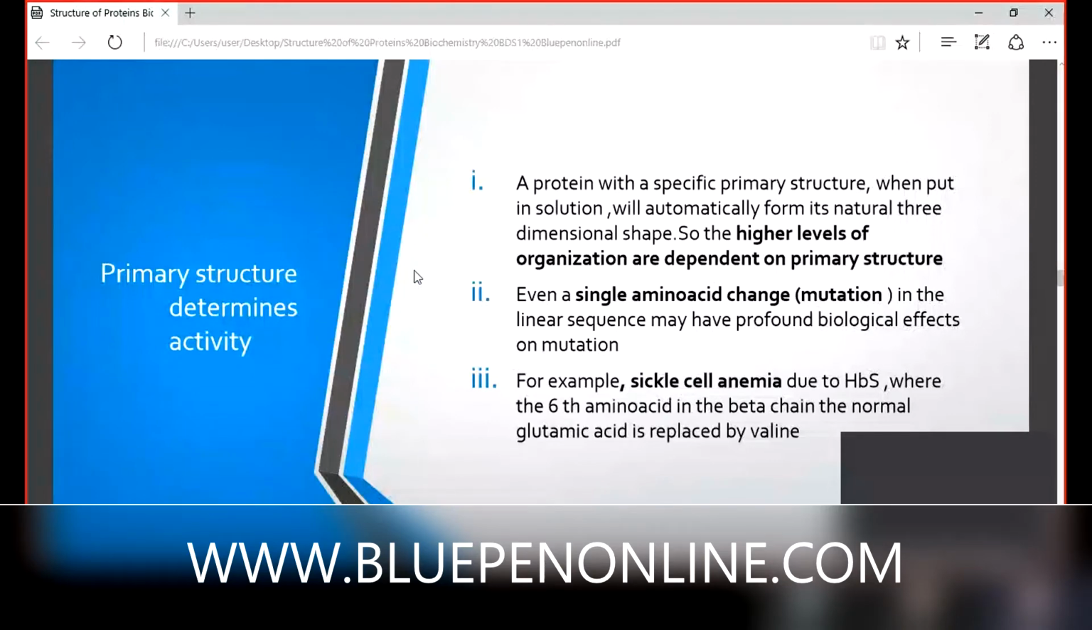Even a single amino acid change in the linear sequence, a mutation, may have profound biological effects, as we already discussed. For example, sickle cell anemia, HbS. Sickle cell anemia is because of a shape change in the red blood cell. What is the normal shape of RBC? Biconcave disc-shaped RBC changed into a sickle shape. That is only the structural difference.